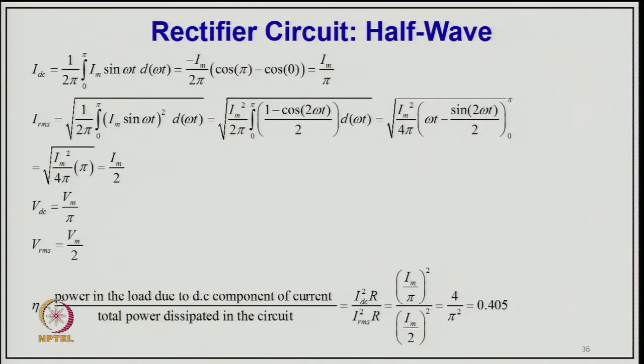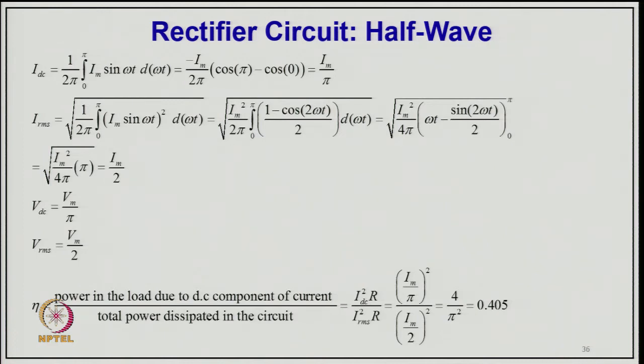From this we can find the DC current flowing through the load, considering the positive half cycle: I_dc equals 1 upon 2 pi, integral 0 to pi of I_m sin omega t d omega t, which is minus I_m upon 2 pi times cos pi minus cos 0. That becomes plus, because the minus cancels with the minus from cos pi, and the 2 cancels out, so it becomes I_m upon pi. I_RMS will be the square root of 1 upon 2 pi, integral 0 to pi of I_m squared sin squared omega t d omega t, and finally we get I_m by 2. Similarly, the average voltage output will be V_dc equals V_m by pi, and V_rms will be V_m by 2, for the half wave rectified output.